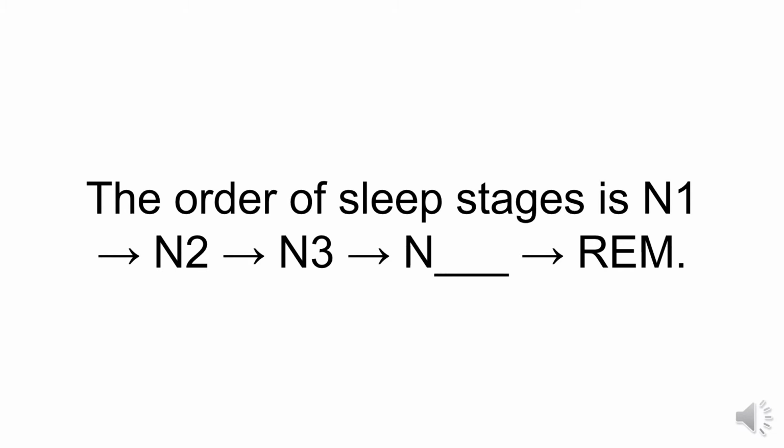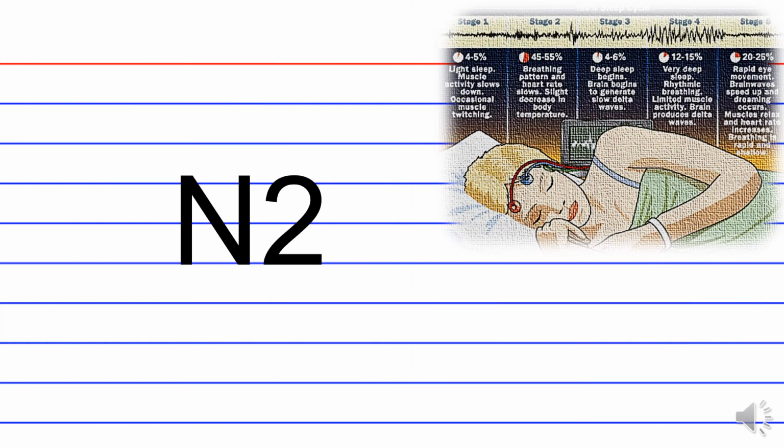The order of sleep stages is N1 to N2 to N3 to N blank, and then to REM, rapid eye movement. So what stage comes before REM? And be careful on this one. That would be N2 again.